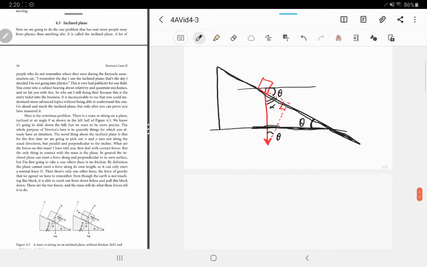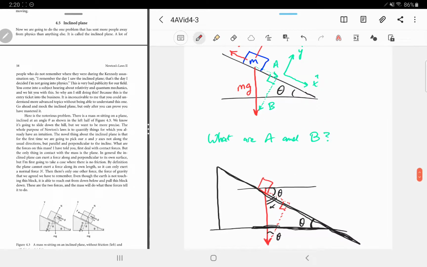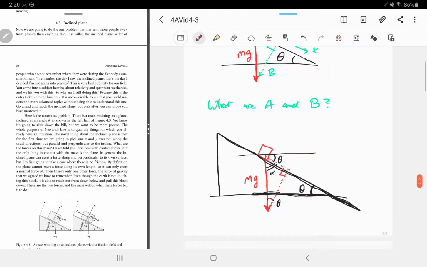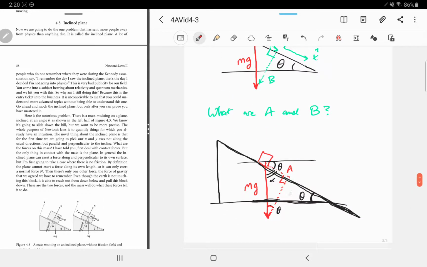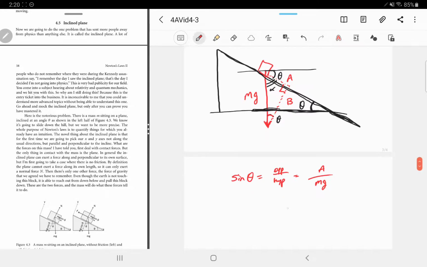Okay. So you can already see how ugly this diagram is. This is why you want to be careful with your triangles here. If this is mg, this is the hypotenuse of our right triangle, where our angle theta is down here. Okay, so we called them A and B, and we're trying to figure out what A and B are. Sine theta, I'm looking at this angle right here. Sine of theta is opposite over hypotenuse. So this is A over mg. Or in other words, A is mg sine theta.